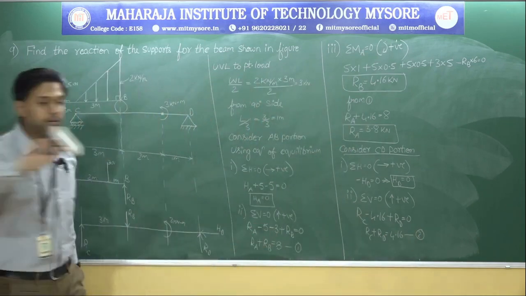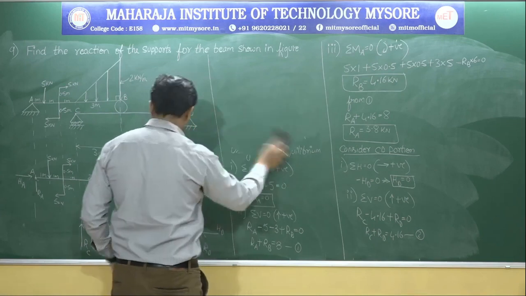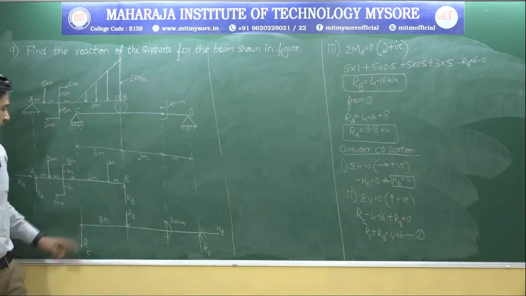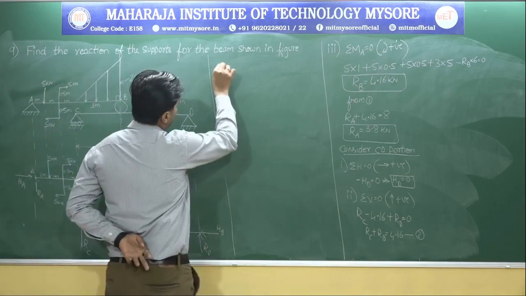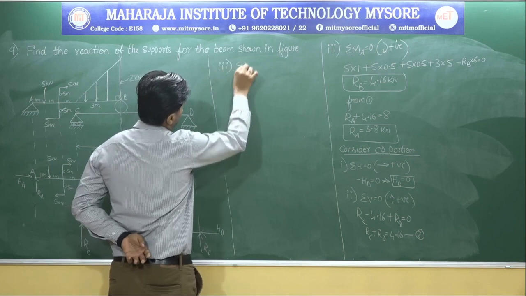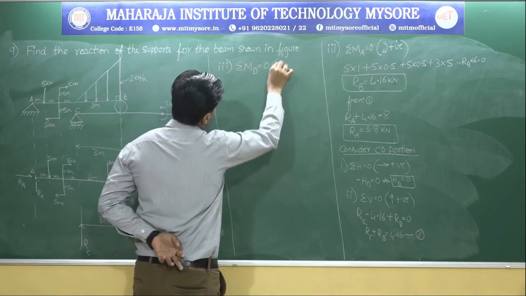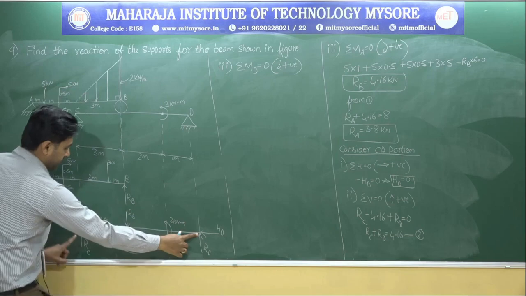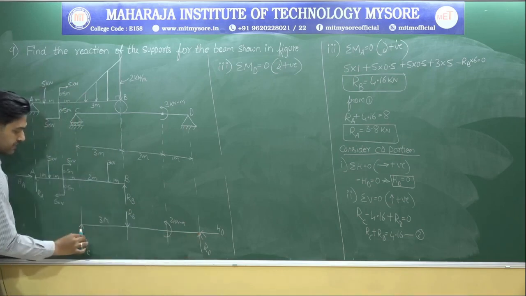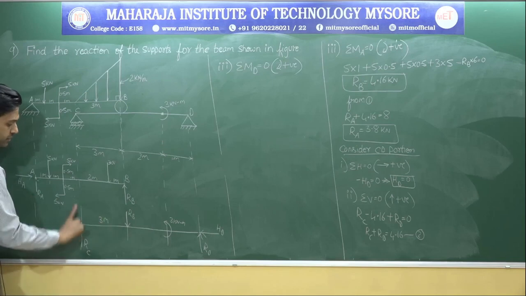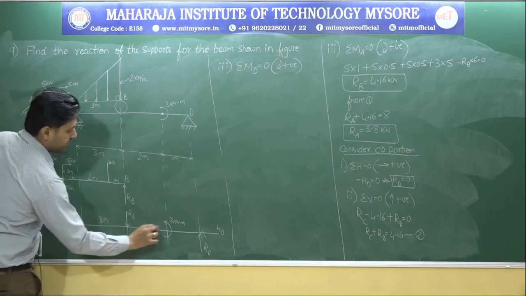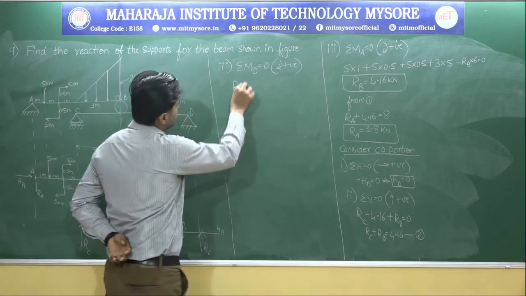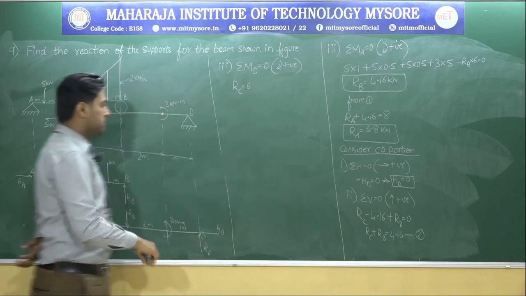Let me take the moment about a certain point. No doubt, I will be taking the moment about D point, because two forces are acting at D point. So third one, sigma MD is equal to 0, clockwise direction positive. I want moment about this point. RC is acting in this direction, it needs to go and touch it in clockwise. So RC into, this is 2 meter, this is 1 meter, so RC into 6, plus.